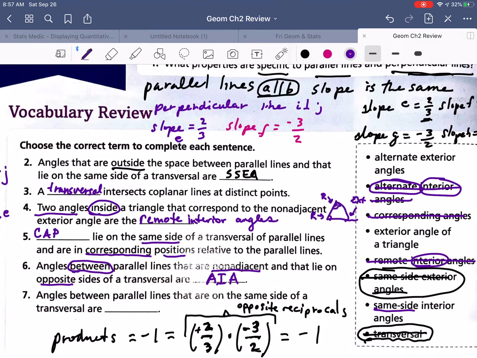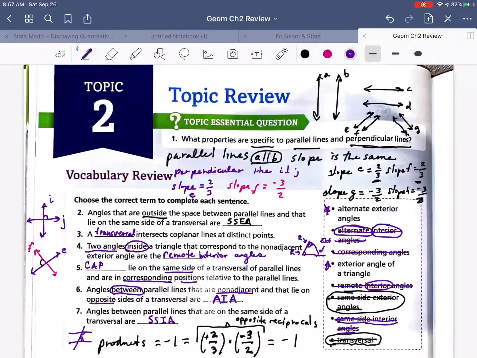Last one, angles between parallel lines that are on the same side. Okay, so that would mean angles that are between the parallel lines but are on the same side. Both of those are on the right and they're between the parallel lines, so that would be same side interior angles. Nice work. Okay, so we just ended up not using this one and this one. All right, let's check out page 2.